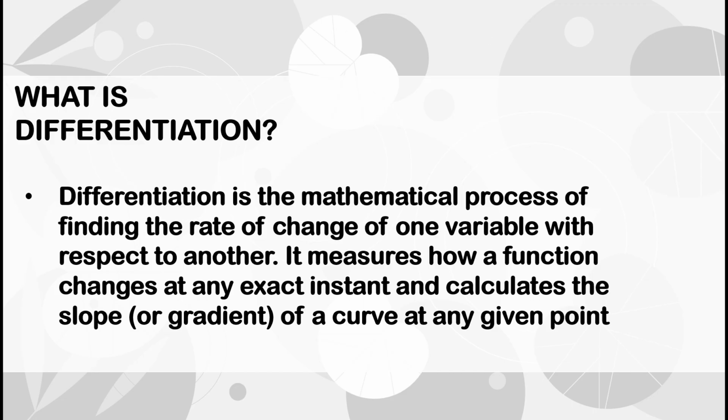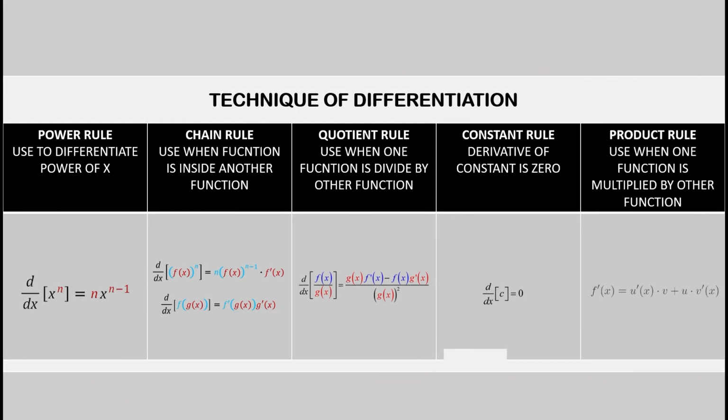And then, the technique of differentiation is divided into 9 rules. The first rule is the power rule, you differentiate the power of x. Second is the chain rule, used when a function is inside another function. Quotient rule, used when one function is divided by another function. Constant rule, the derivative of a constant is always 0. And then the product rule, used when one function is multiplied by another function.